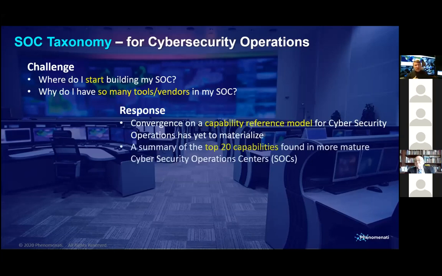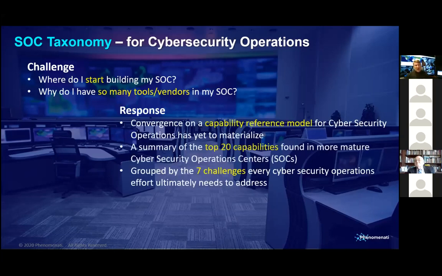The response most folks have is to try and just inventory things. I said, let's do a capability reference model. Let's understand the dozen or 2 dozen capabilities that are critical to a security ops center. We'll group them by the 7 major challenges. Not every security ops center is going to deal with all the challenges or all the capabilities. Let's pull them all together so we can begin to understand what a mature full-scale SOC looks like for a global enterprise.